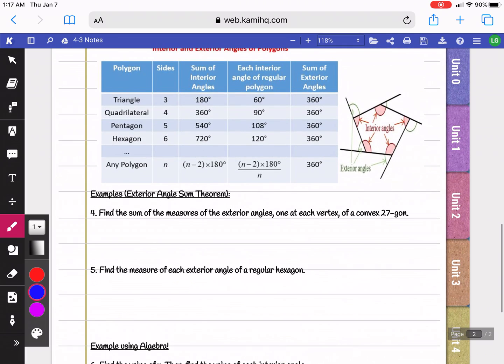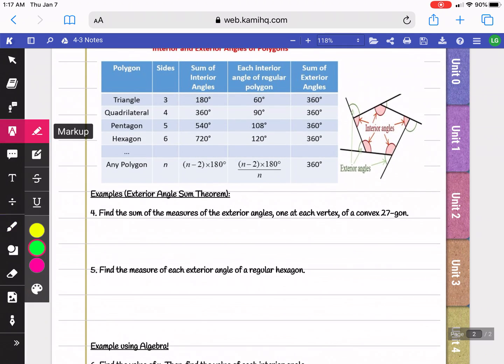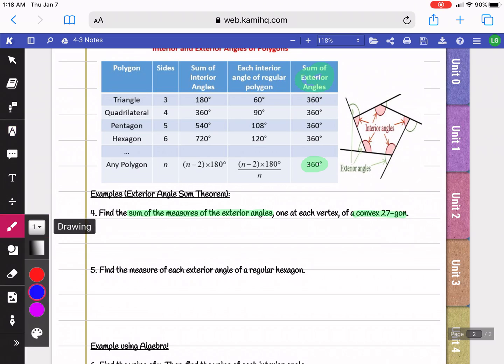We're going to try some problems using the exterior angle sum theorem, which is a little bit easier because the exterior angles, again, always add up to 360. So this problem wants the sum of the exterior angles of a 27-gon. Remember, no matter how many sides a polygon has, the exterior angles are always going to add up to 360. So here the answer is 360 degrees. We didn't have to do any work.